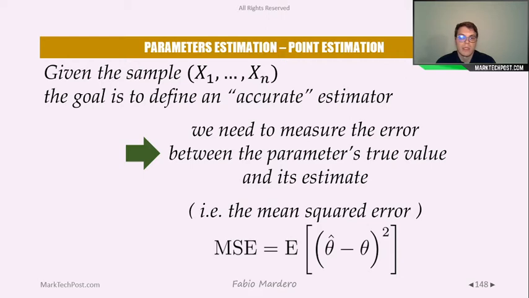Which kind of error? For example, the mean square error, which is computed in this way, as the expected value of theta hat, which is the estimate, minus the true value of the parameter, squared. Why are we using the expected value? Again, because theta is a number, a value, but this estimator is a random variable. So to compute the mean square error, through which values? To all the values that this random variable can take.